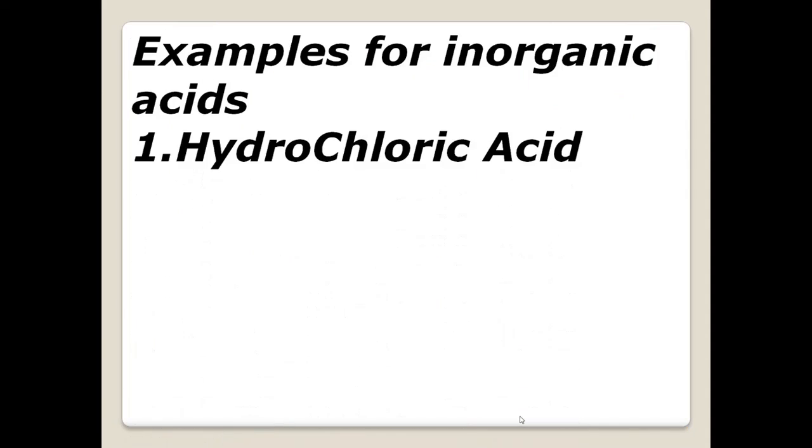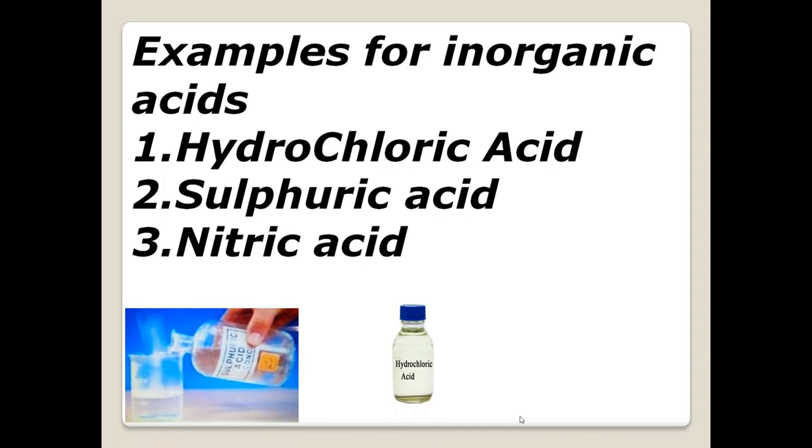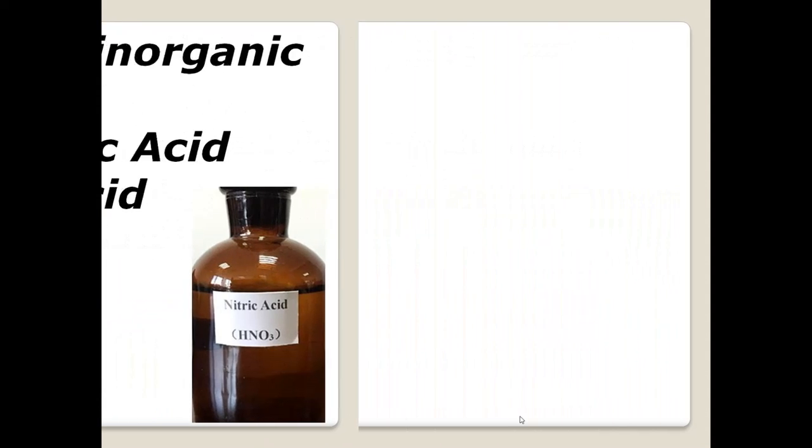Now let us learn about examples of some of the inorganic acids. Hydrochloric acid, sulfuric acid and nitric acid are examples of inorganic acids. Here is an image of hydrochloric acid, sulfuric acid and nitric acid. You might have seen that these acids are used in the laboratory and are also used in many chemical preparations.